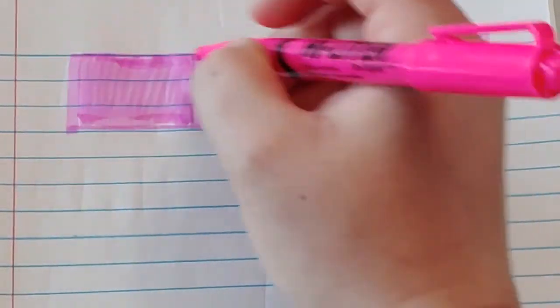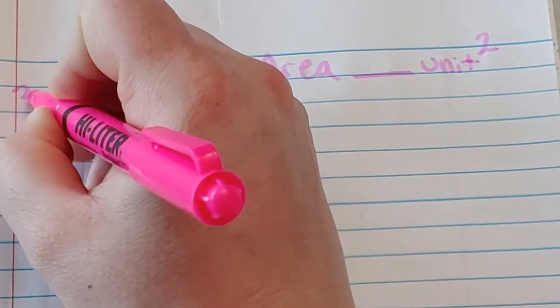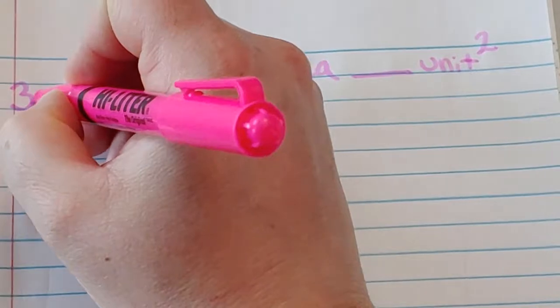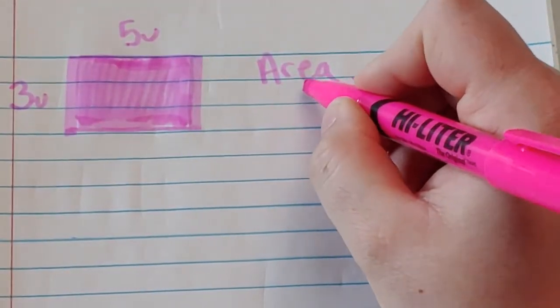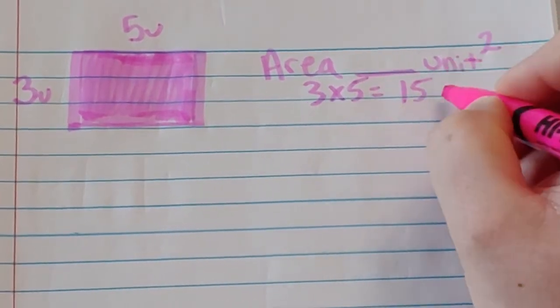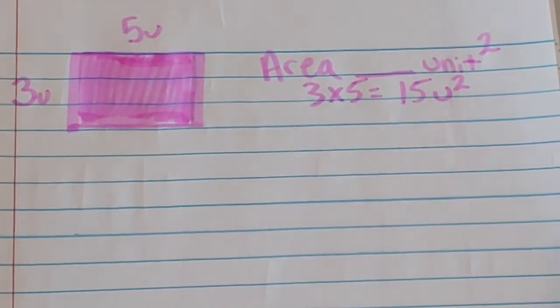Remember, you solve that, we're just going to call them units, by multiplying 3 times 5, 15 units squared.